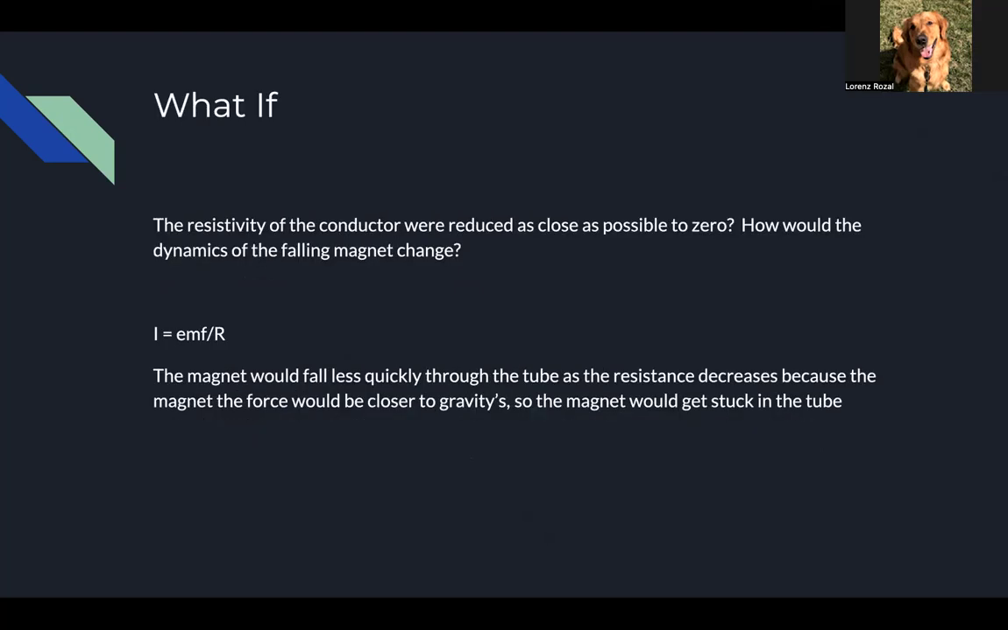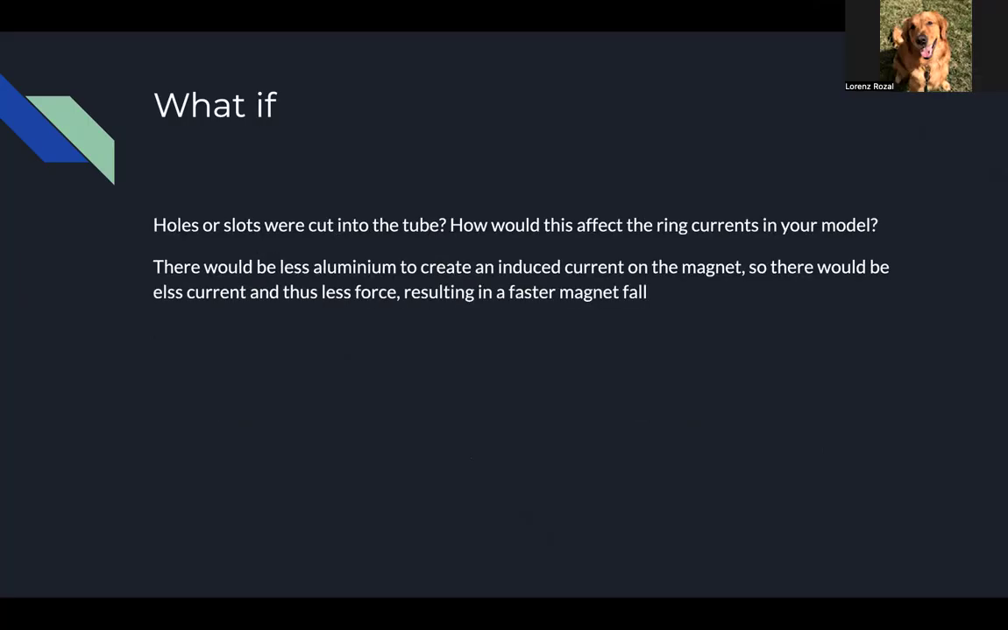And if the resistivity of the conductor were reduced as close as possible to zero, this would cause the magnet to fall less quickly through the tube, as the resistance decreases because the magnetic force would be closer to gravity. It's shown by the current equals EMF over R. And if holes or slots were cut into the tube, then there'd be less aluminum to create an induced current on the magnet, so there'd be less current and thus less force, resulting in a faster magnet fall.